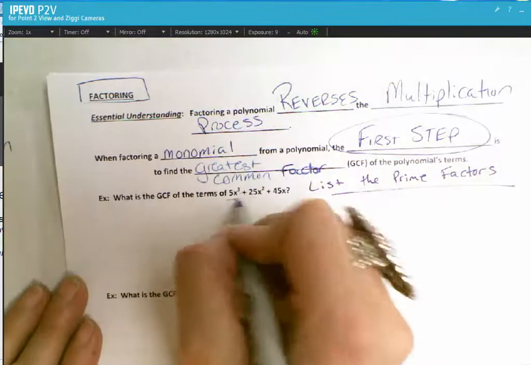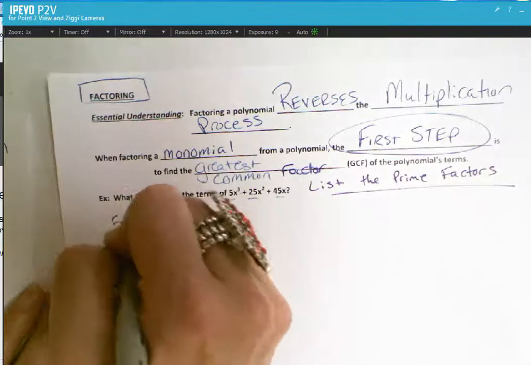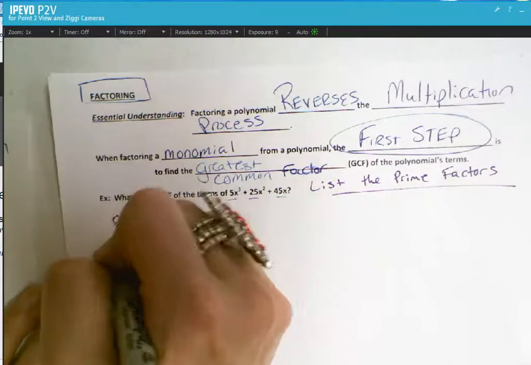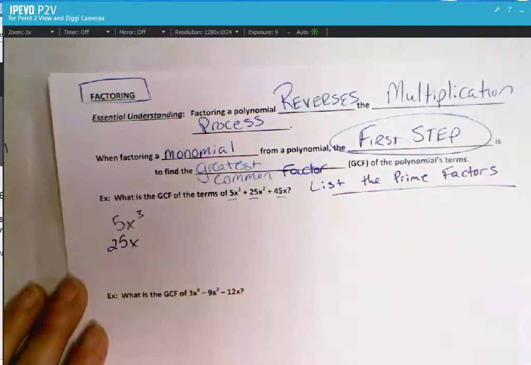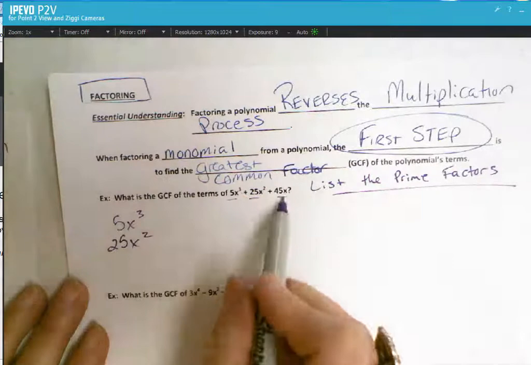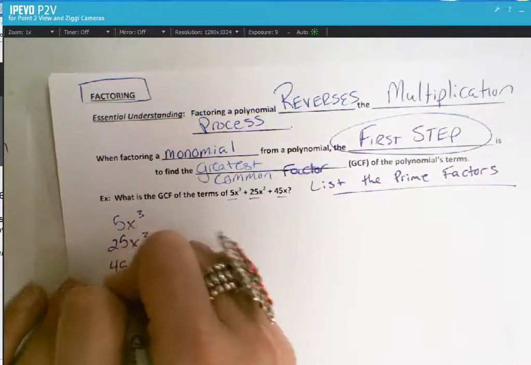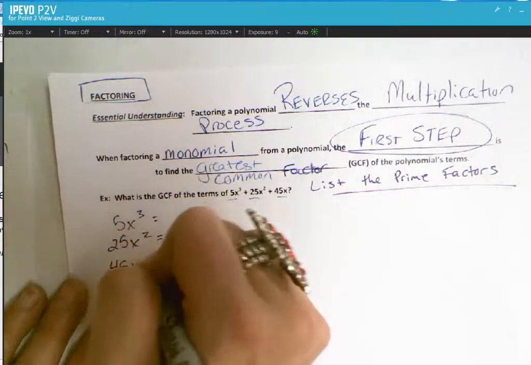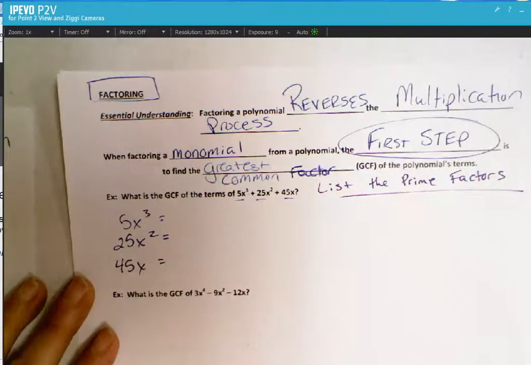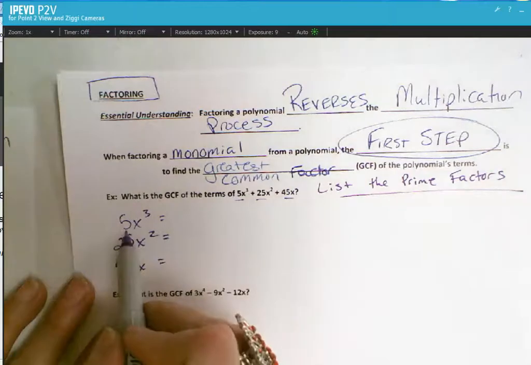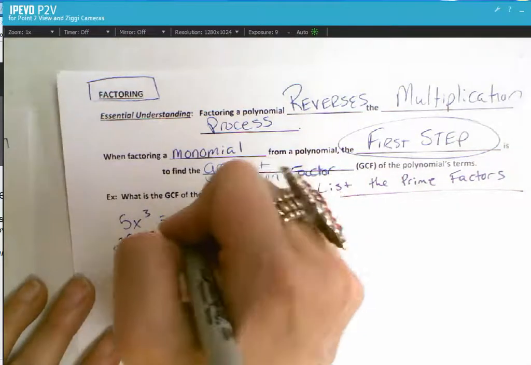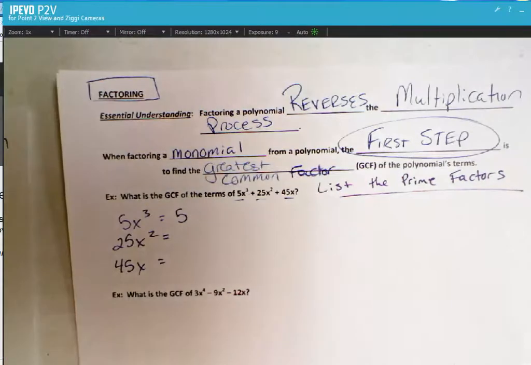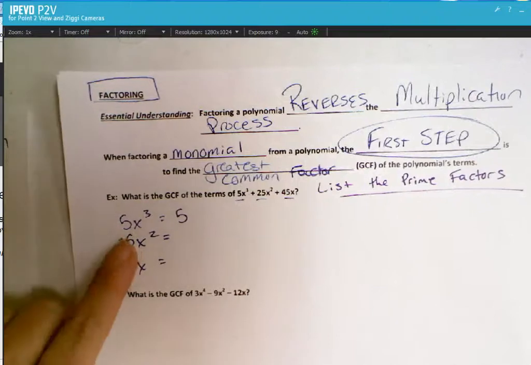So we start with each of the terms. I have 5x to the third. I also have 25x squared. And I have 45x. I'm factoring out primes, so I should start with the smallest prime other than 1, which is 2, and see if it divides in. If it doesn't, go to your next prime, on and on. So 2 obviously doesn't, 3 doesn't, but 5 does. And 5 is the only thing that factors in here.